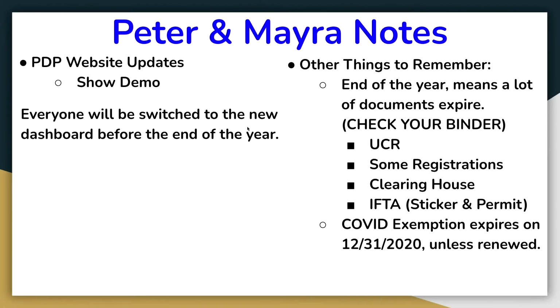So again, by the end of this year, coming back to the documents, y'all understand that a lot of them are going to be expiring pretty soon. We're talking about UCR. We're talking about some registrations for some trucks and trailers. There's a clearinghouse renewal that's going on right now that we have to do once a year. That has to do with drug and alcohol testing, the new thing that they came out with at the beginning of this year. We're having to do this annual pool for everybody.